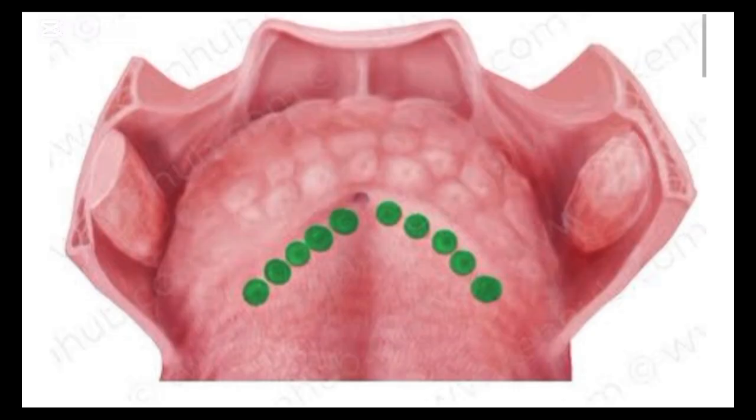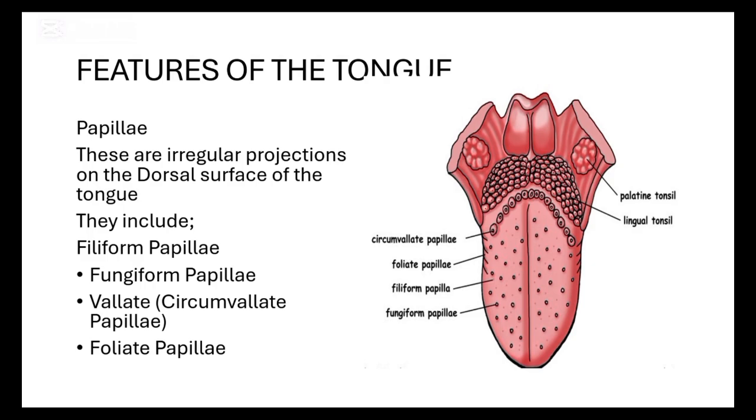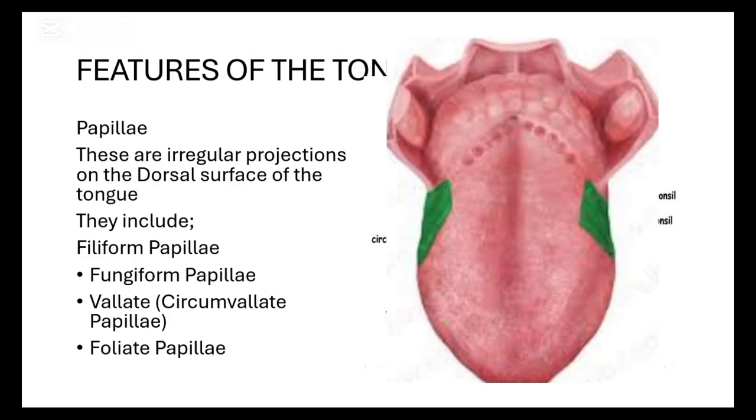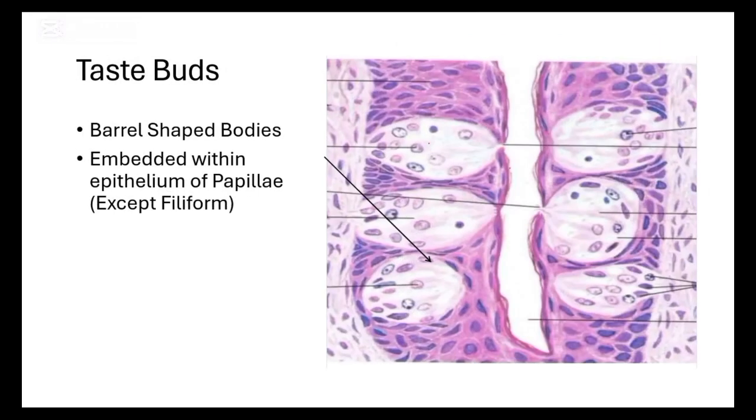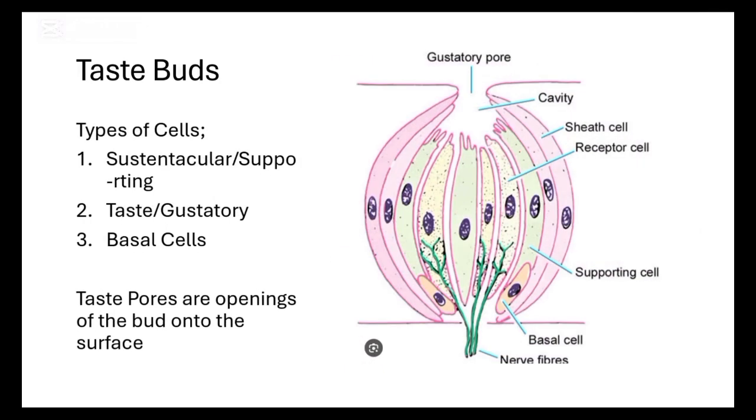Vallate, also called circumvallate papillae, arranged in a V-shaped pattern near the border between the oral and pharyngeal parts of the tongue. Foliate papillae, located along the lateral aspects of the tongue. Next, taste buds. Taste buds are barrel-shaped structures embedded within the epithelium of papillae, except for filiform papillae. They contain three main types of cells: sustentacular, or supporting cells; taste, also called gustatory cells; and basal cells. Taste pores are the small openings through which dissolved substances interact with the taste cells.